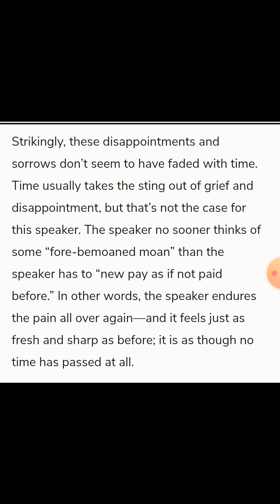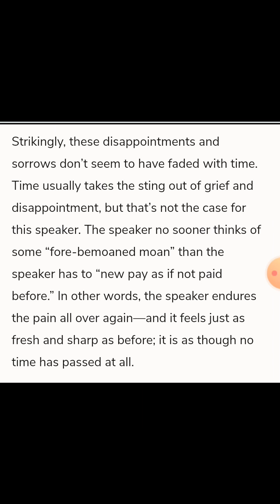Strikingly, these disappointments and sorrows don't seem to have faded with time. This sorrow continues with our poet. Time usually takes the sting out of grief and disappointment, but that's not the case with the speaker. Usually every pain heals with time. We forget everything with time, but with the speaker it is the opposite. Whenever he recalls all these pains, they come alive in his memory.